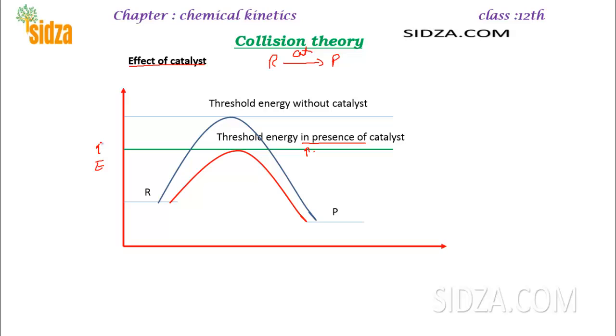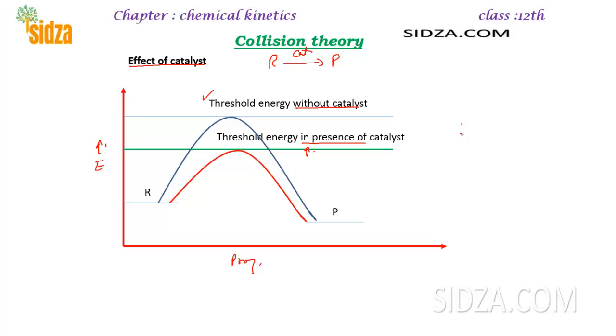So this is the energy curve here, and this is the progress of the reaction. So when you look at this graph here, we find that the threshold energy in absence of a catalyst, without the catalyst, is very high, and when you add a catalyst, the threshold energy decreases, and when the threshold energy decreases, the rate of reaction becomes faster.